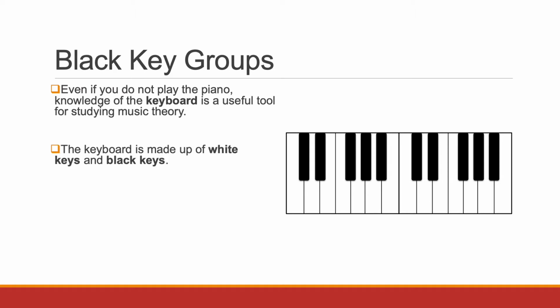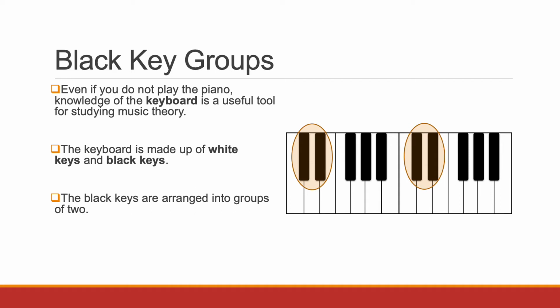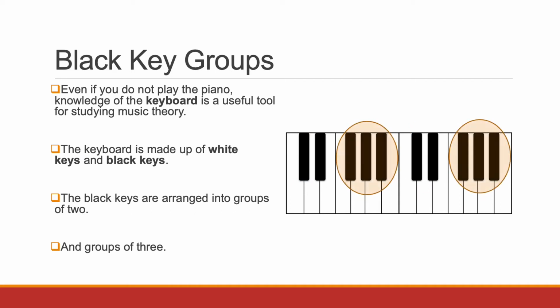The keyboard is made up of white keys and black keys. The black keys are arranged into groups of 2 and groups of 3.